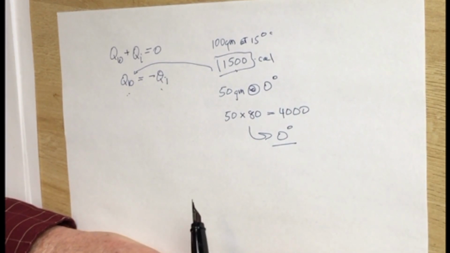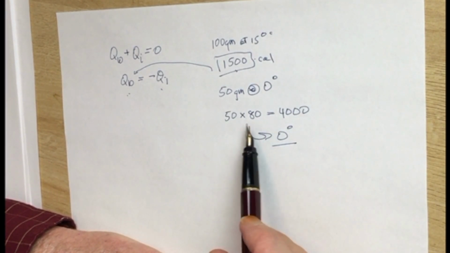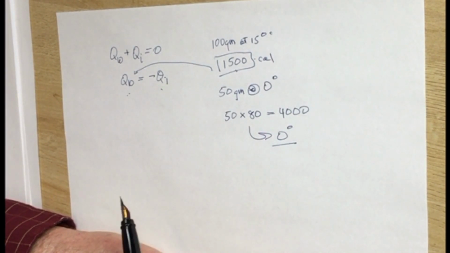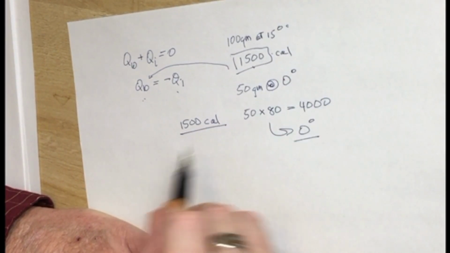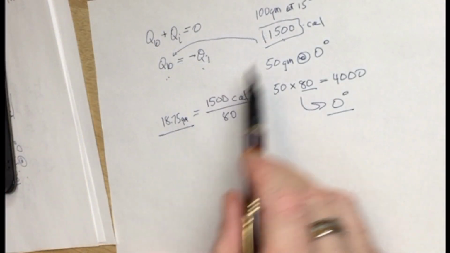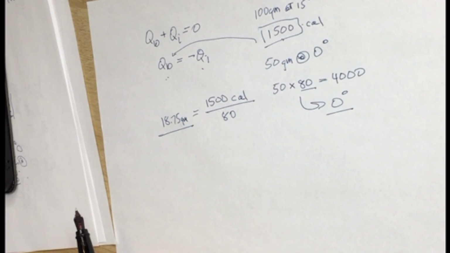Now the next interesting question. We had 1,500 calories worth of heat energy to work with. We're not going to have 50 grams of ice left. Some of it's going to melt. Well, how much of it will melt? So we have 1,500 calories. It takes 80 calories per gram to melt ice. Looks like we had enough heat energy to melt 18.75 grams of ice.